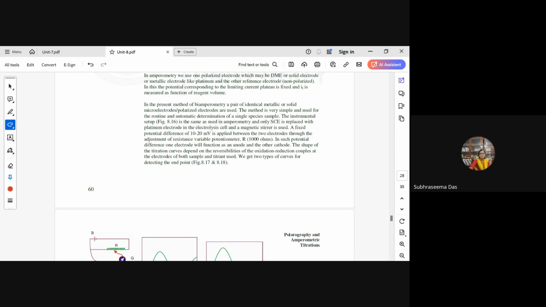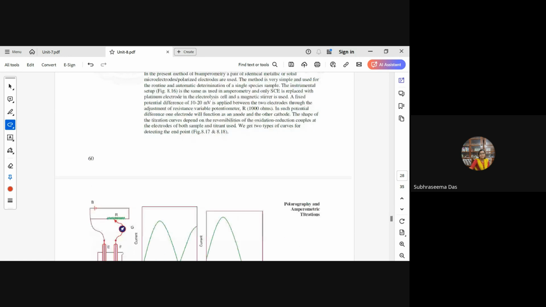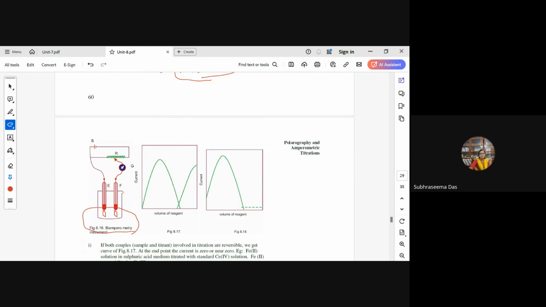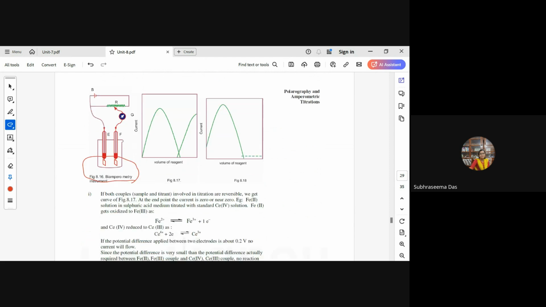The shape of the titration curve depends on the reversibilities of the oxidation reduction couples at the electrodes, depending on the type of both the sample and the titrant. Two types of curves are mostly obtained for determination of the endpoint. In figure 8.17 and figure 8.18, we can see the two types of curves. If both the couples, that is the sample and the titrant, involved in the titration are reversible in nature, we get the curve corresponding to figure 8.17.